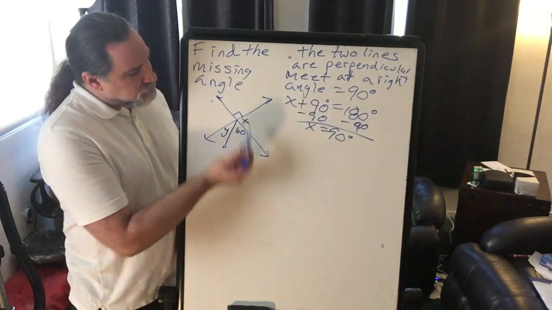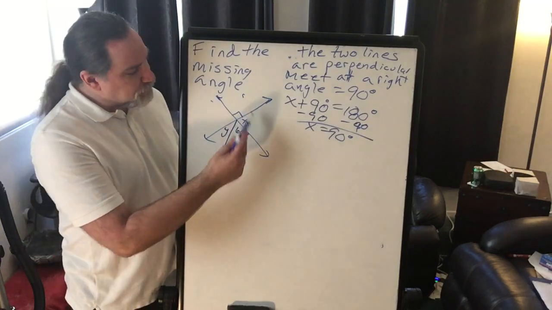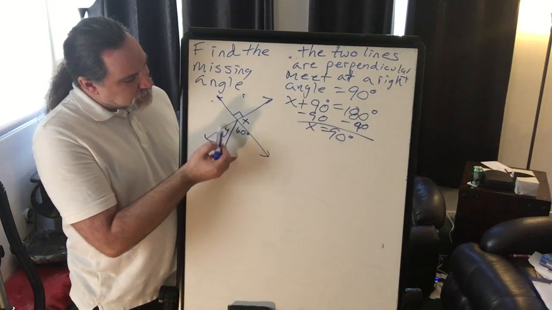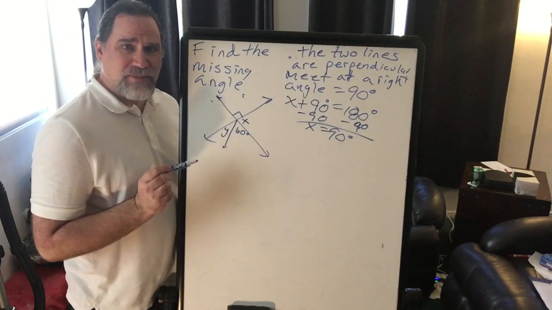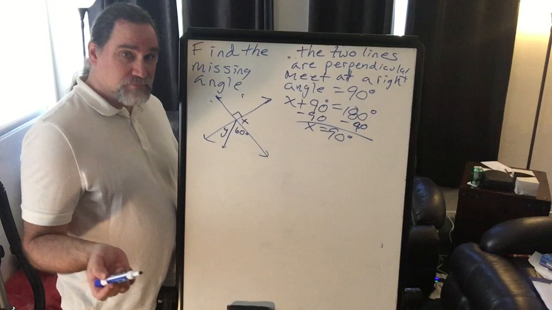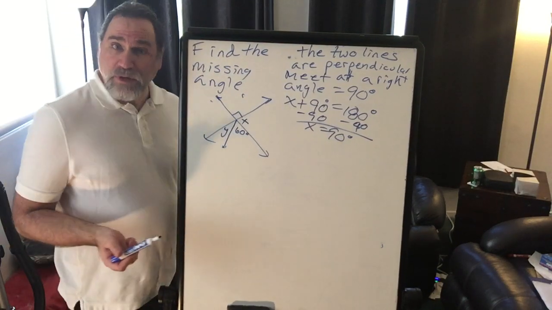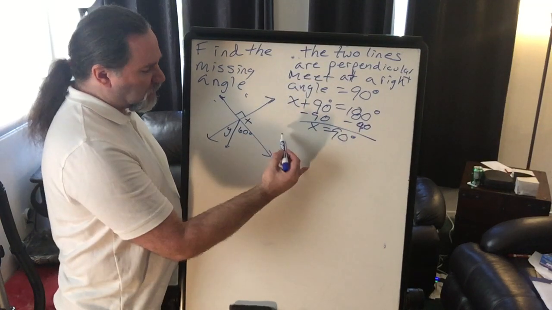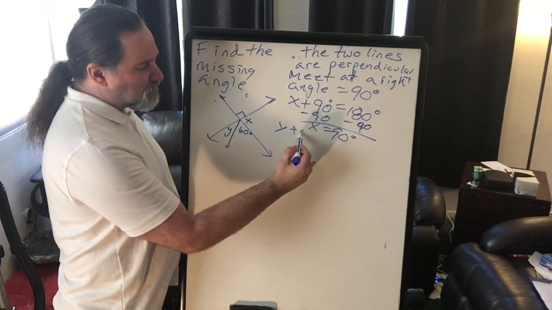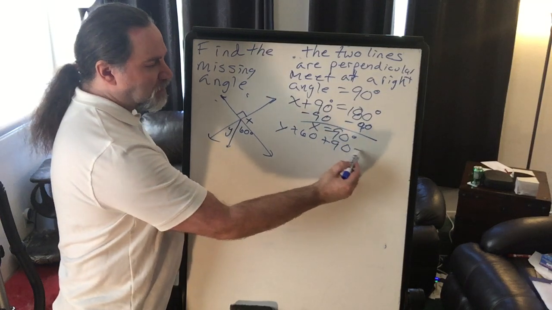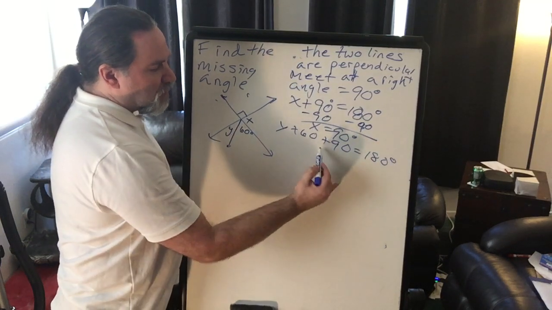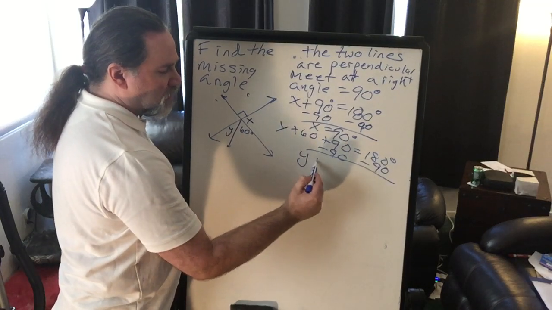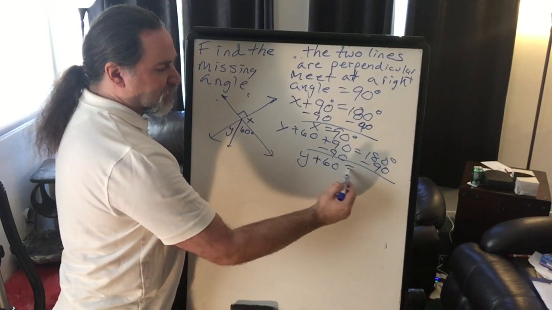I also have vertical angles here, opposite sides of an x. They have to be equal. So this side of the x, which is the y plus 60, has to be equal to the 90. So either way, we're going to be able to figure this out. In fact, why don't we say, we know x is 90, so how about y plus 60 plus 90 is 180 degrees. When we subtract the 90, I'm not going to combine the like terms this time, I'm going to subtract the 90. I get the y plus 60 equals 90.